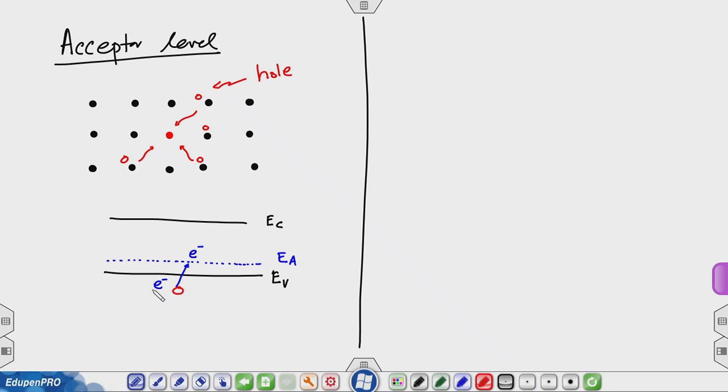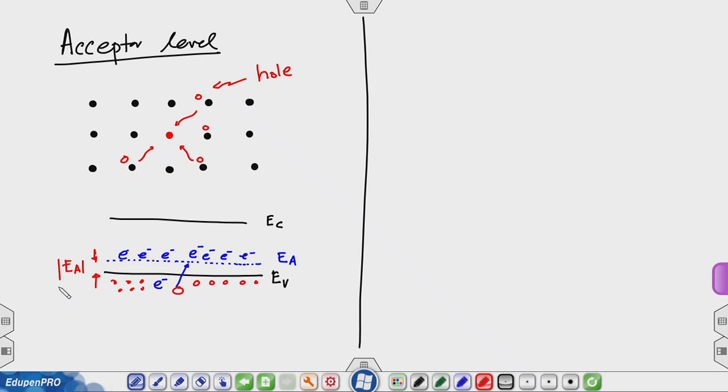If the energy level difference is very small at room temperature, there will be a lot of holes created. So, what will happen finally is that there will be a lot of these electrons sitting here, and you will be creating the holes out here. The energy required out here, this difference, I am going to call E A.